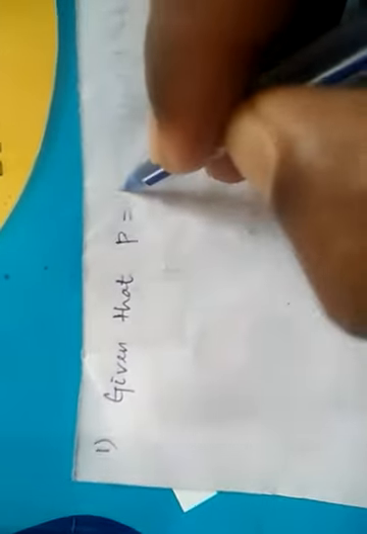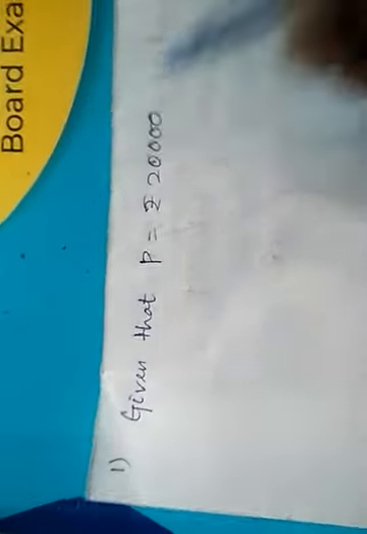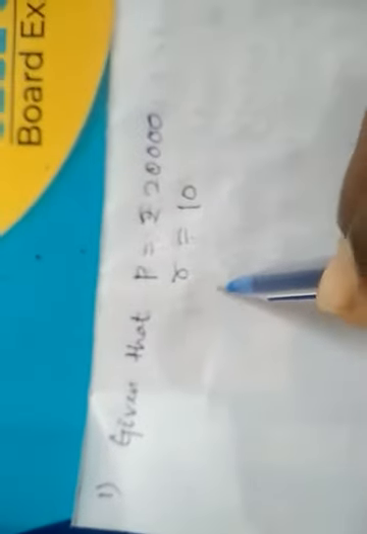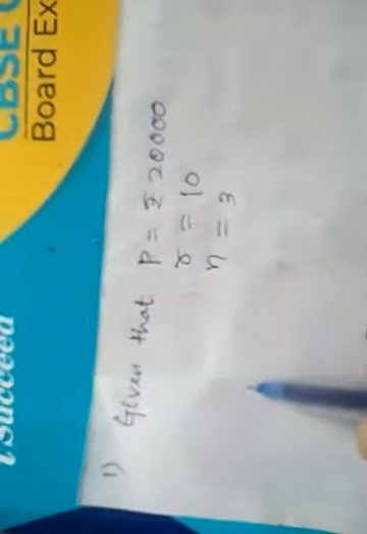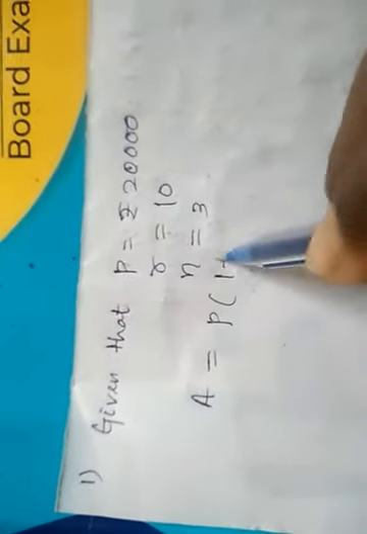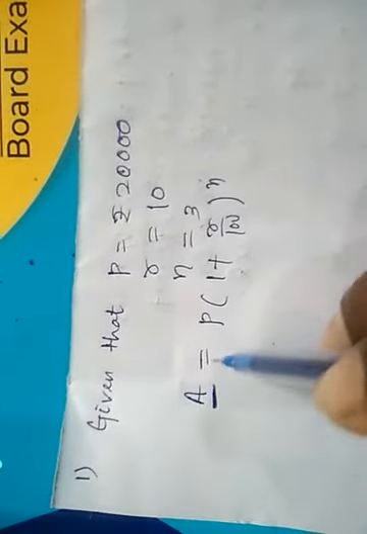Question number 1, given that P equals rupees 20,000, and the rate of interest will not be halved because it is yearly compounded, and n value means 3 years, so 3. So what is the amount formula? Amount equals P into 1 plus R by 100 to the power n. So the amount you are going to calculate, you have to start from here.